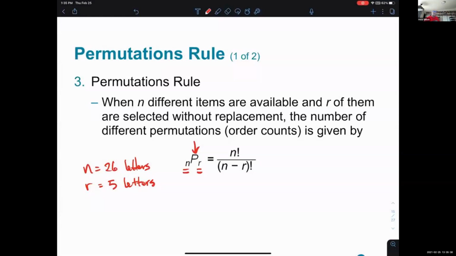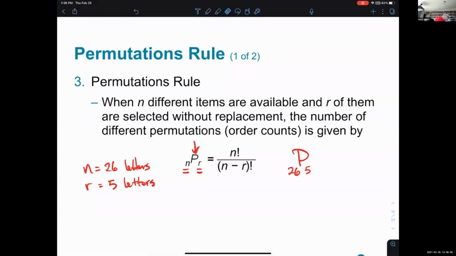So how many different spellings of five letters chosen one at a time from a bag without replacement where order matters? Well, according to this formula, I would write P, and I would write 26 here and 5 here. That's the notation you would use, and it's sometimes referred to as the permutations of five objects chosen from 26, or 26 permute 5, things like that.